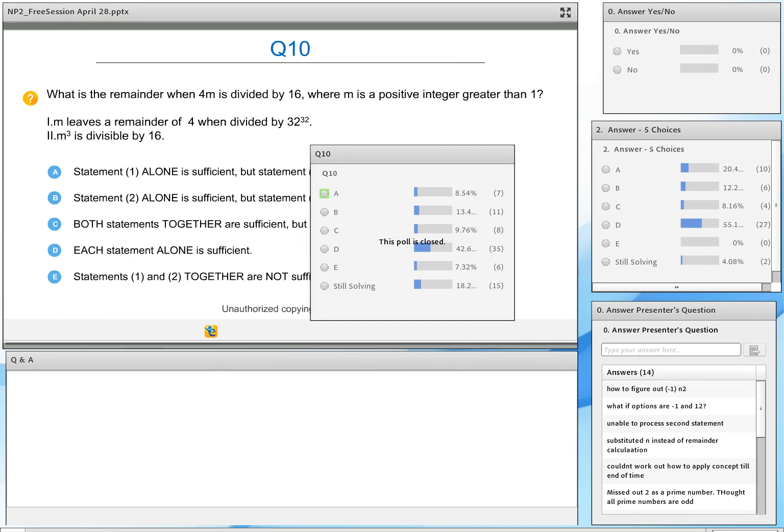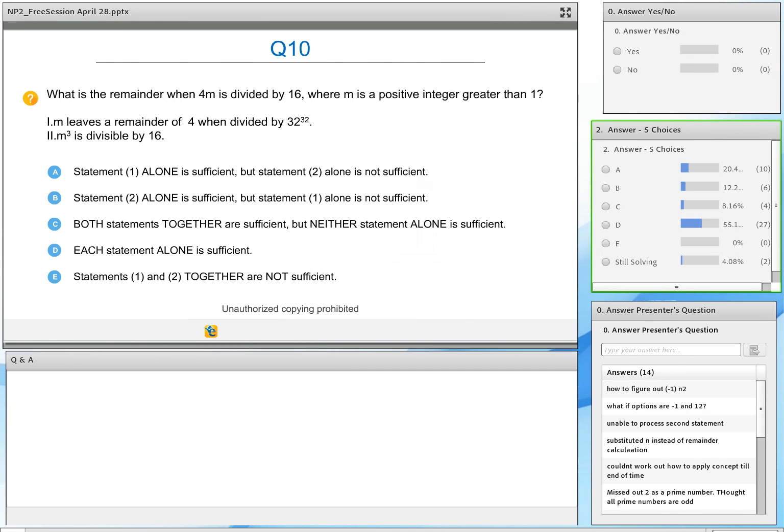So comparing it from the last time around, 43% of the class selected choice D as the correct answer, and that number has now increased to 55%. Although there are more people who have selected choice A now than before as the correct answer. Okay, so let's go through this question in detail.